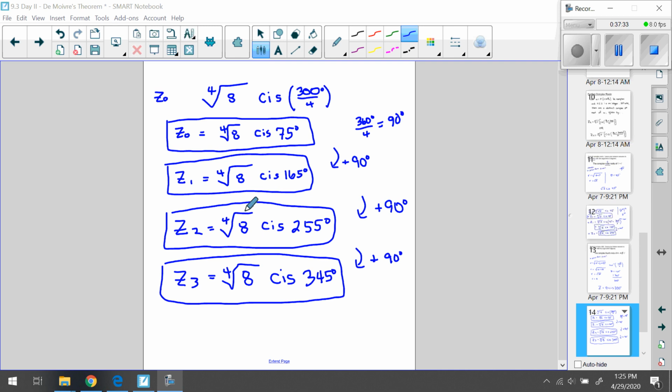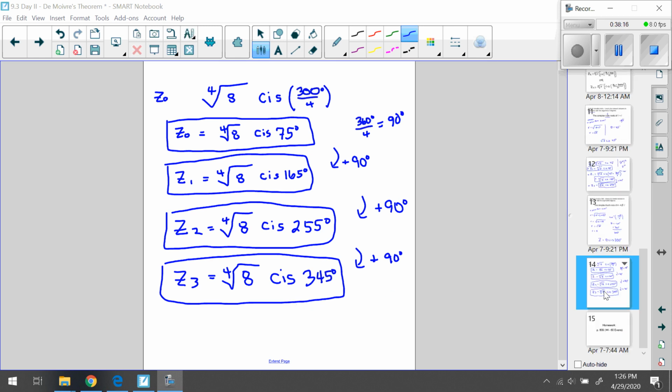Okay, so I went ahead and finished that up for us. So again, that front coefficient just stays the same, and to get each of the new angles, you just continue adding 90 over and over again. And you might say, well, how do I know when to stop? Well, if you're doing the fourth root, you should stop after the fourth one. But also, if you were to keep going and you took 345 and you added 90, that gives you 435. And if you subtract 360 from that, that takes you back to 75, which is where you started. So the next angle in line is going to have the same coterminal angle as 75 degrees. And so that would be another reason to tell you to stop.